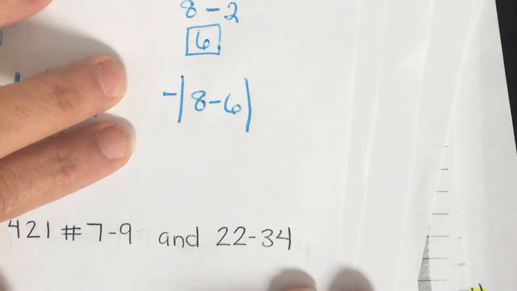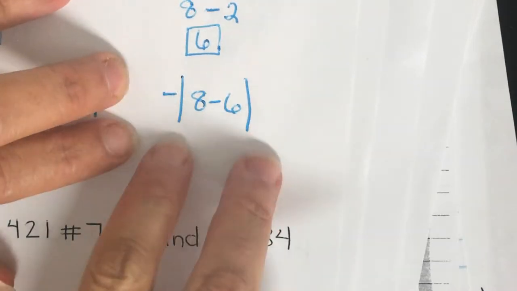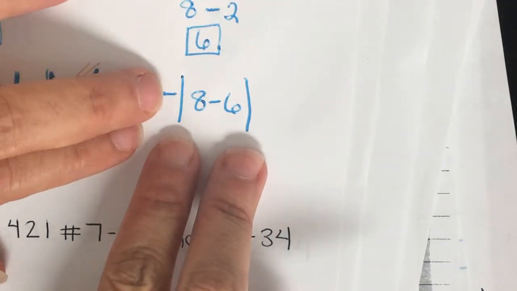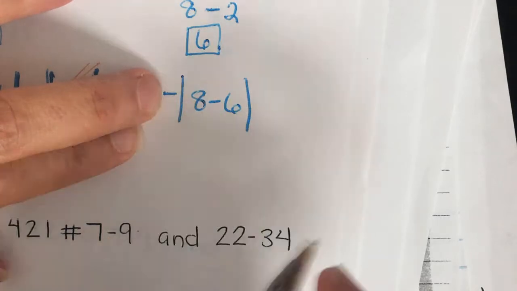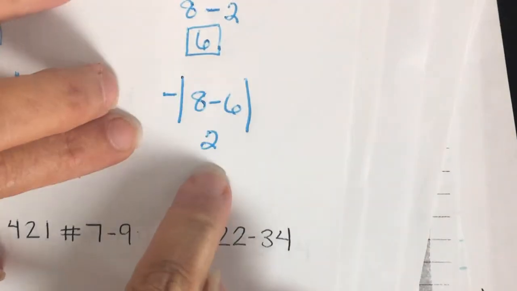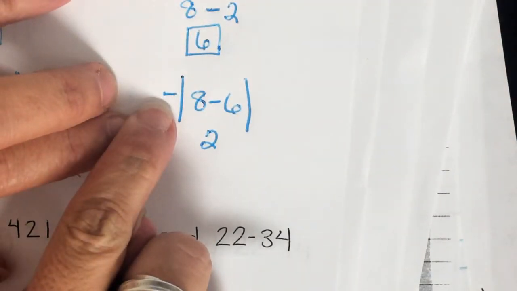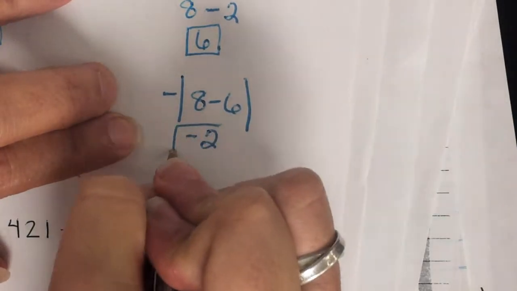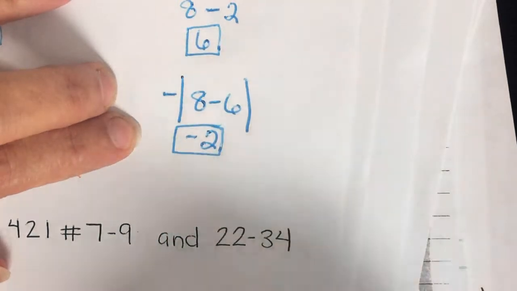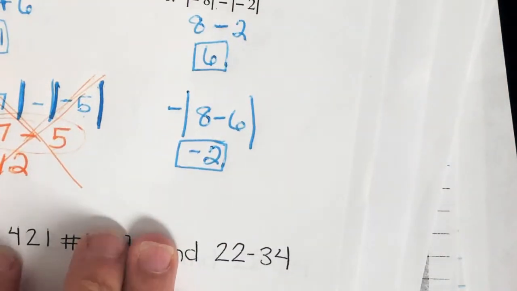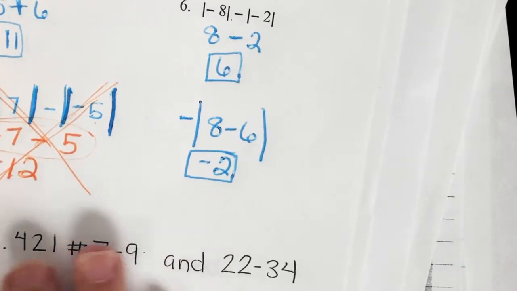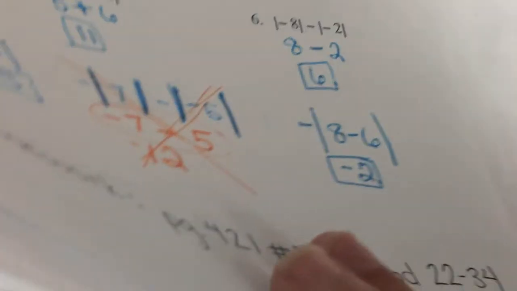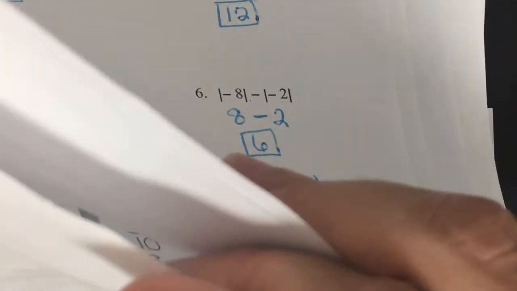Okay. So, do what's in the brackets first. What is 8 minus 6? 2. I look out here, and there's a negative symbol. So it is negative 2. Okay. Let me show you one last one, and then I'll take your questions. That didn't work either. That one didn't work either.